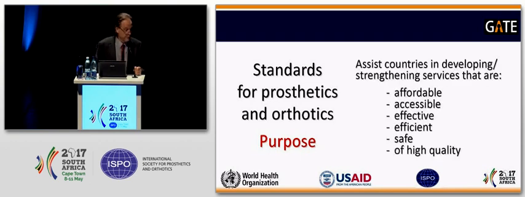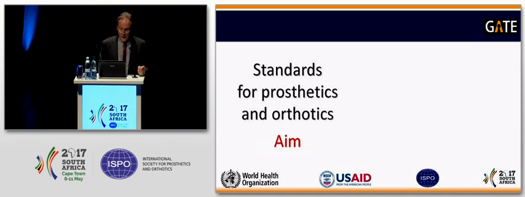So the purpose of the document is to help countries to develop and/or strengthen services that are affordable, accessible, effective, efficient, safe, and of high quality. But the aim, as you've already heard from Alakos and Chapal, is also to support the implementation of the CRPD, the Convention on the Rights of Persons with Disabilities, the Sustainable Development Goals, and universal health coverage.